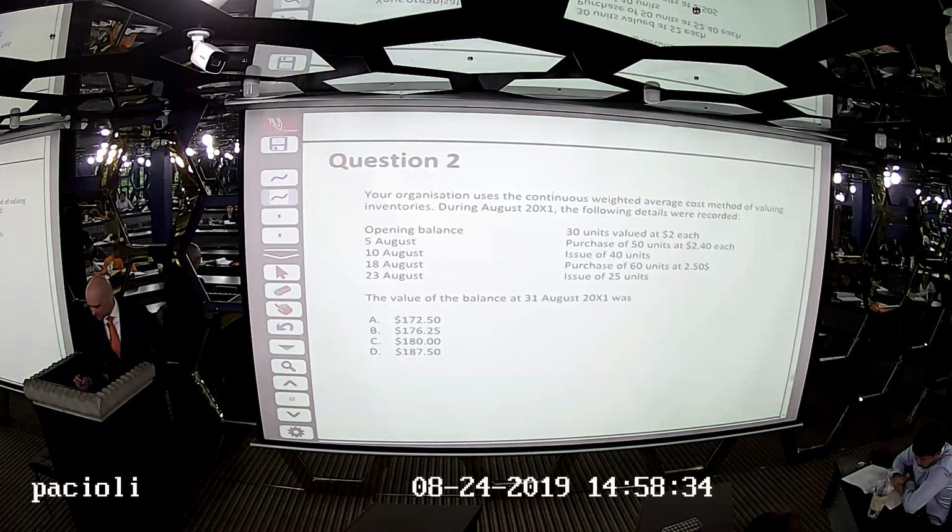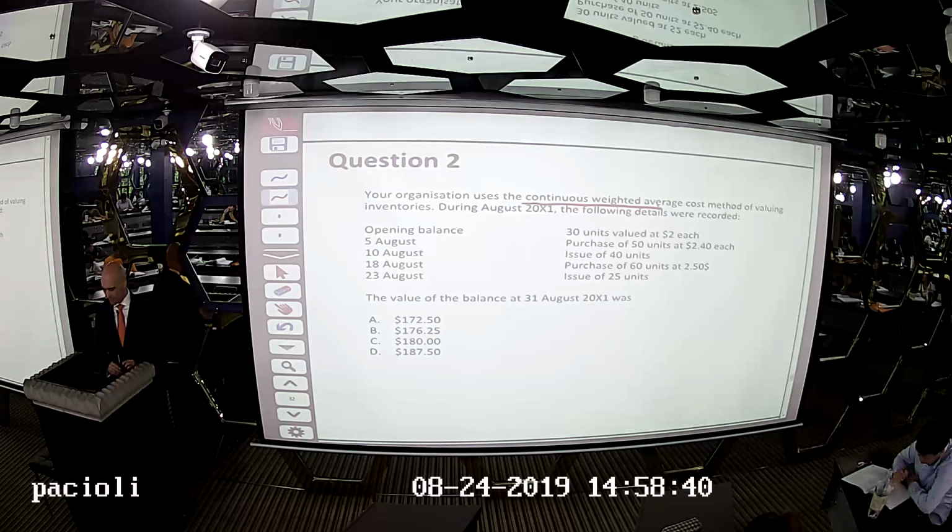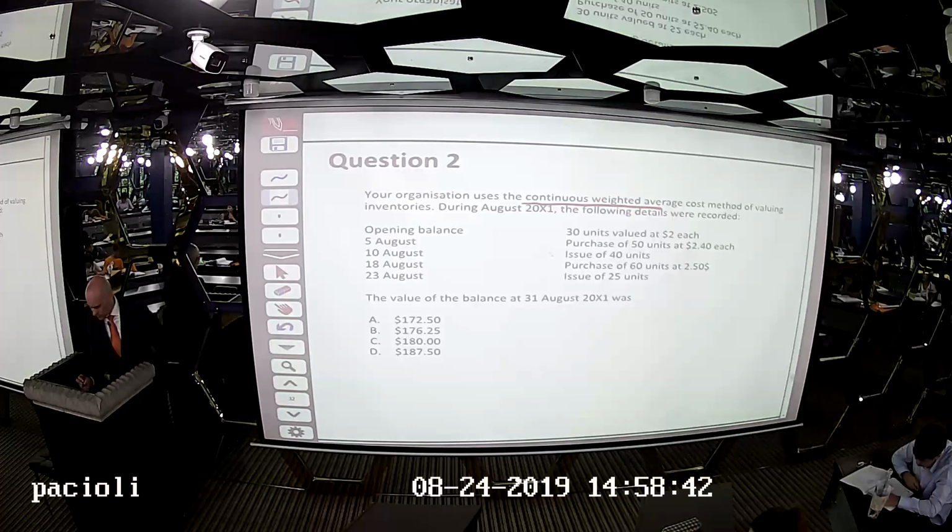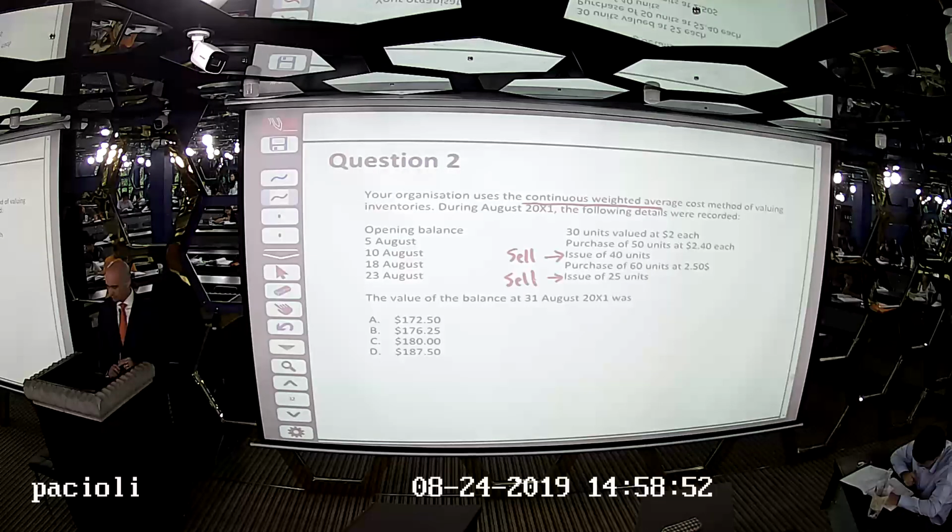And question 2, it says here, uses the continuous weighted average cost. And in this question it says issue. Issue means sell. So the continuous weighted average cost, we need to calculate the average cost for each time we buy and sell.